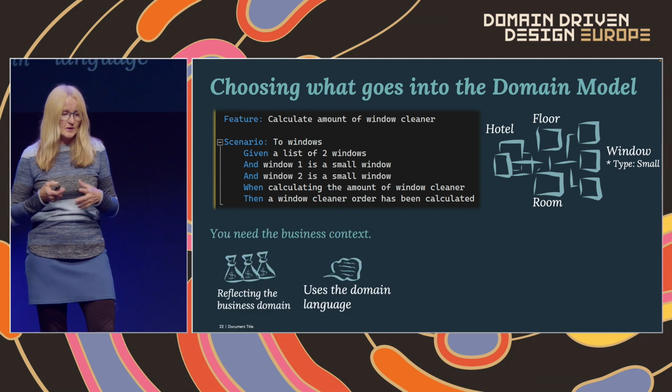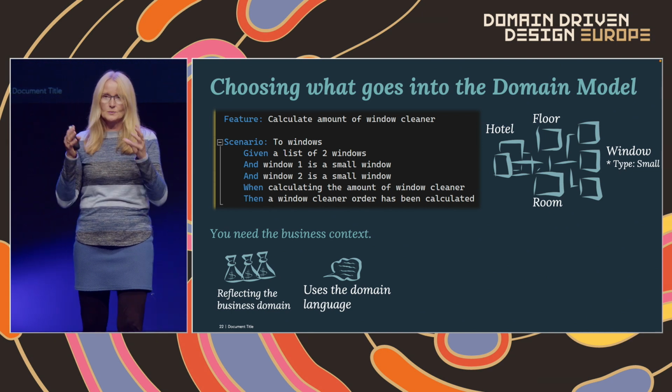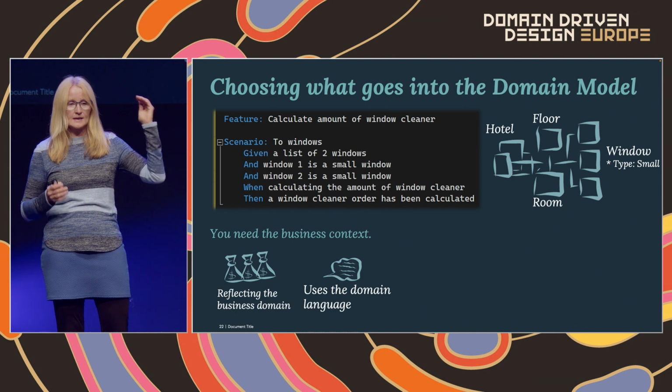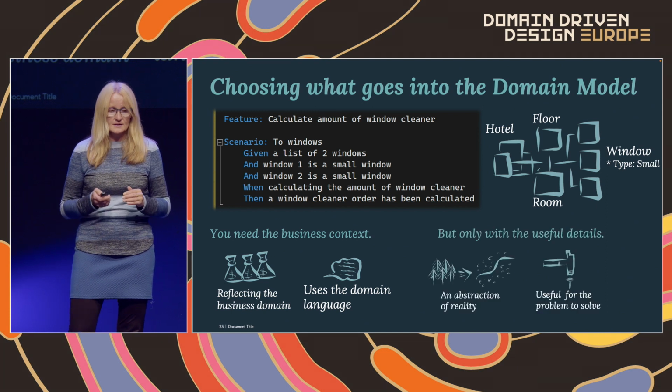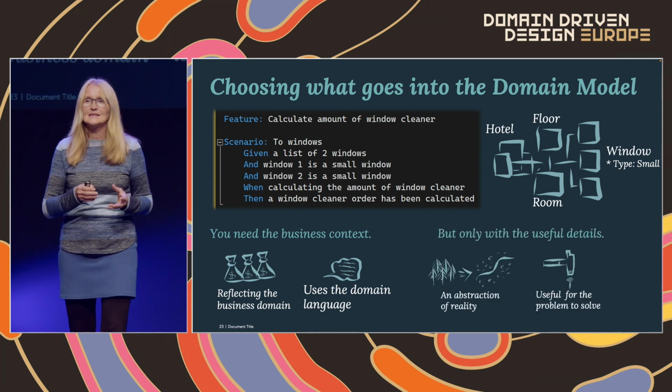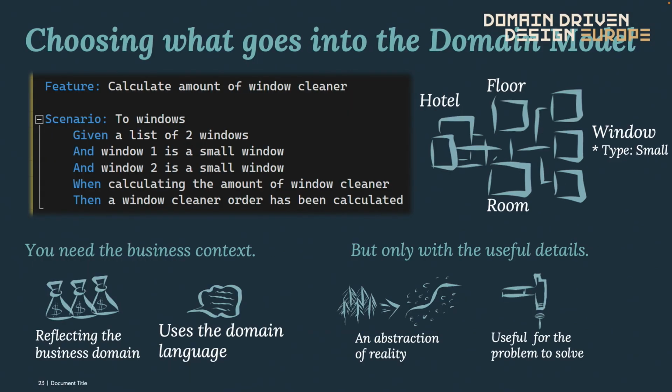And my best kind of guidance is when I do this, I think about I need enough information to put the window in the right context of the business, meaning I picked hotel, floor, room, and window. But when it comes to the details, I only pick the things that I really need in order to implement the calculation correctly, to get the test green. So in this case, it's only the type is small. And I don't put what color is it, what view has it, and all the other details. As I said in the beginning, I don't try to be realistic here. I don't try to put everything into it, because then it will be harder to work with the domain model.